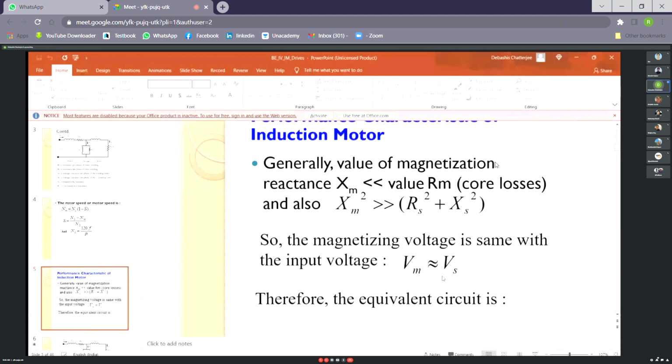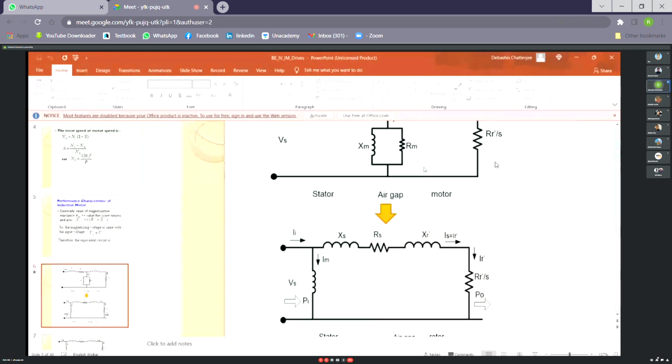Now we have made far more approximation by removing Rm also. Normally, the ratio of Rm to Xm at rated values is about 4 to 5, or 3 to 4 at least. So you can easily remove this Rm. And I'm sorry, this Xm is not written here, it will be Xm. Then the equivalent circuit looks like this: XLS, Rs, XLR, and Rr by s.